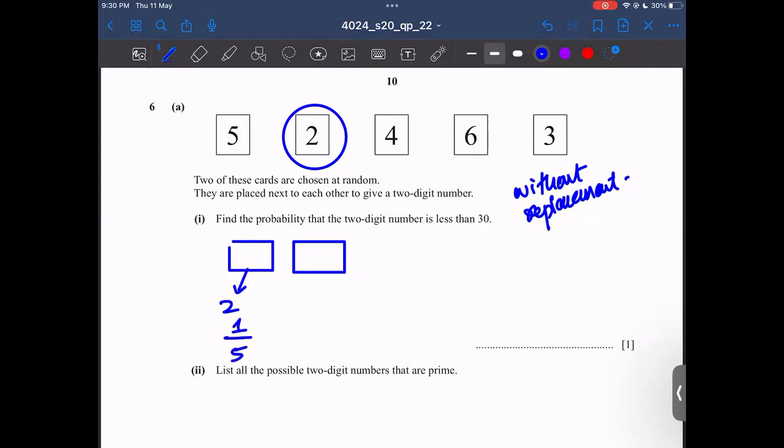Once you have put the card 2 here, now the leftover cards are going to be 4 cards. The four cards over here could be anyone, 5, 4, 6, 3. It will definitely make the number less than 30. Either you have 5, 4, 6, or 3. It will make 25, 24, 26, 23. So all the numbers are less than 30. So you're going to have the value 4 by 4. All 4 cards are acceptable out of 4 cards. So the answer is going to be 1 by 5. 1 by 5 is 0.2, or you can just write 1 by 5.